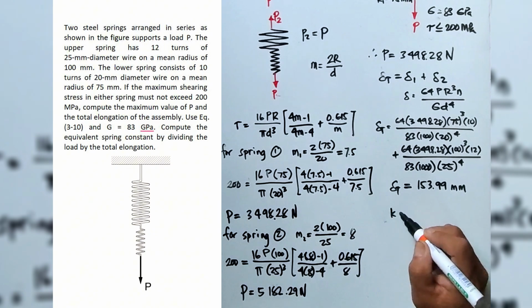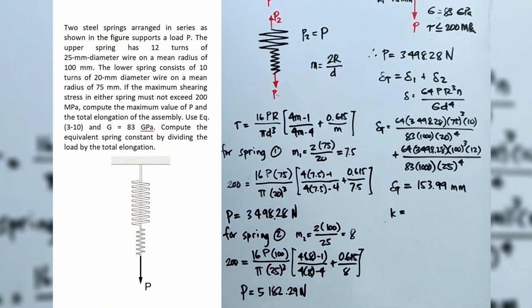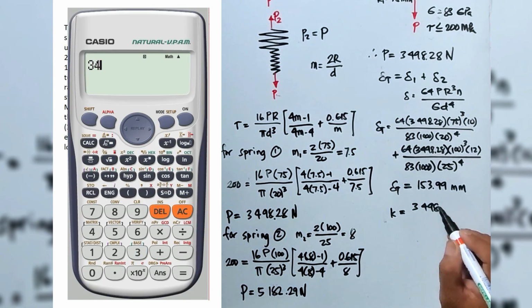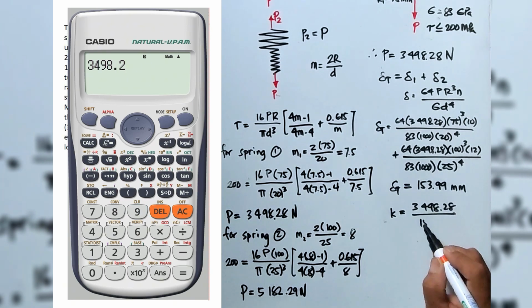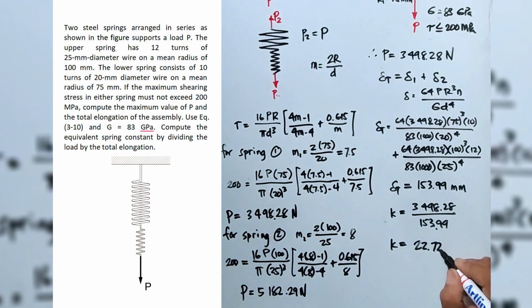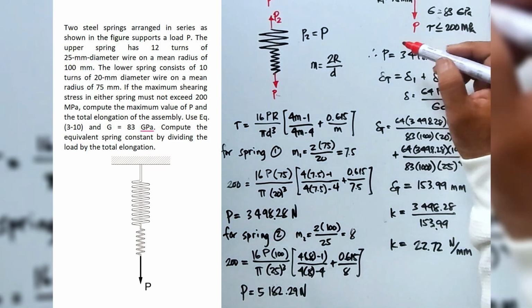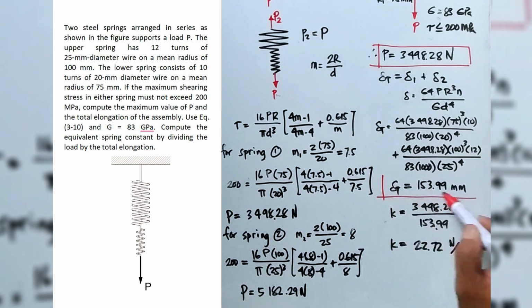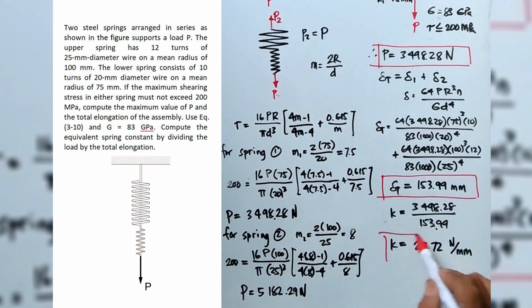And then lastly, we are going to compute the spring constant. The spring constant, let's say it's K, is equal to the load divided by the total deformation. Load is 3,498.28 divided by the total deformation. K equals 22.72. This is Newton per millimeter. Okay, so our answers are: the maximum P is this one, total deformation is this one, and the spring constant is this one.